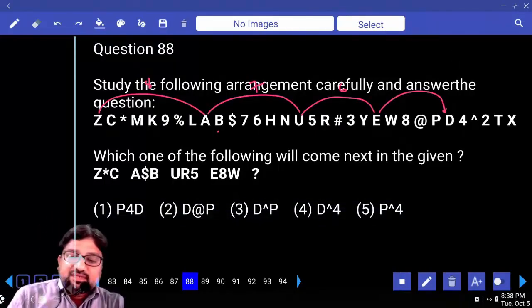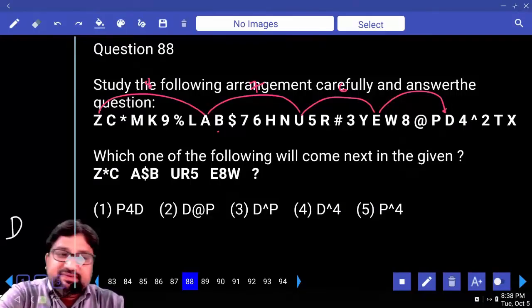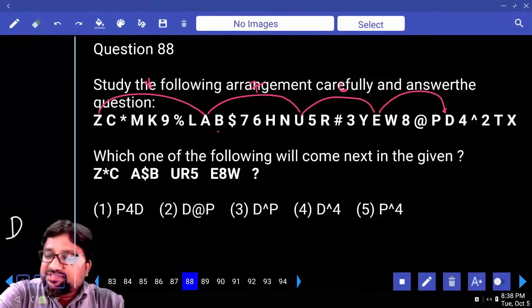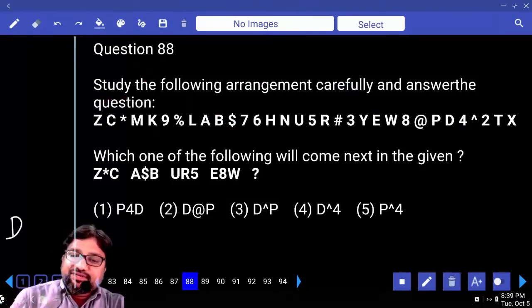Amma, D. So 100% guarantee in the option answers. First letter will be D. First element will be D. How many options? 3 options. So we are not sure. Let's continue with the next.